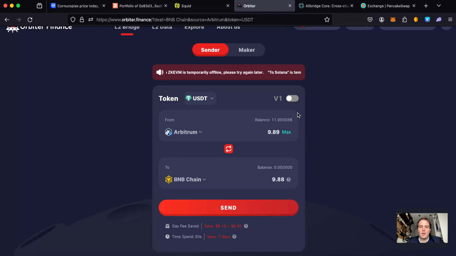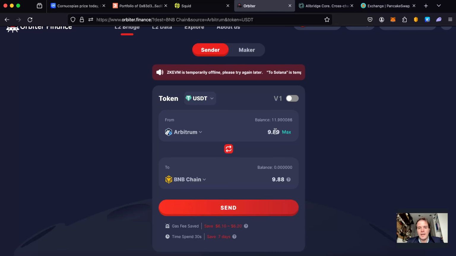We can check USDT and we can see that we can send our USDT over to the Binance Smart Chain. What you'll notice here that's different is the fact that this will actually take the fee from the coin that you're sending. When we used Squid Router, it used the native token, whether it was BNB or whether it was ETH, to pay for that transaction. On Orbiter, you're going to pay for that transaction fee with the native token that you're sending.